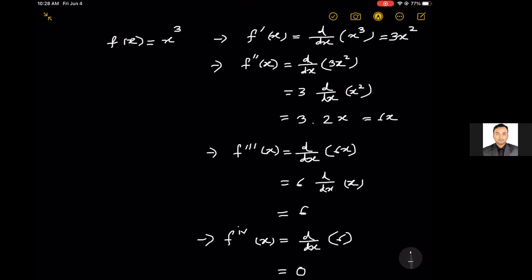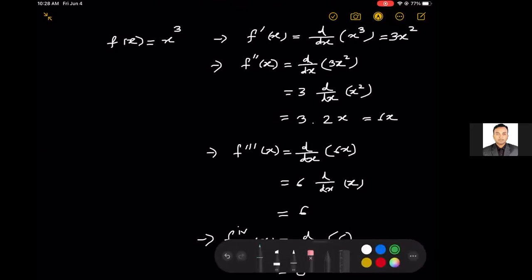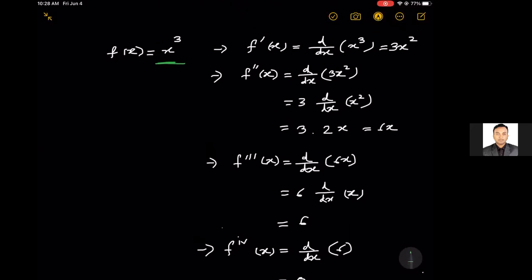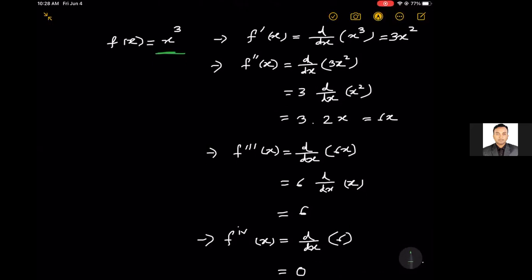So you can see this function is differentiable 4 times, right? Do you agree? And we do get the fourth derivative, which is 0, in fact. We just used the same basic idea. We haven't done anything else. Any question from this? Take your time and see if you have any question.